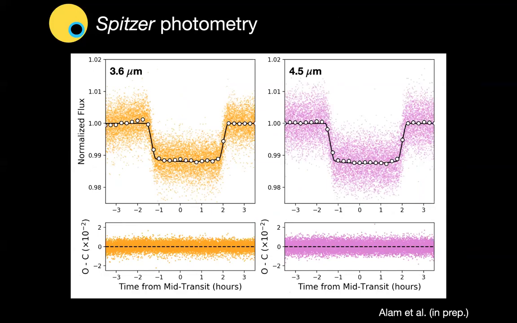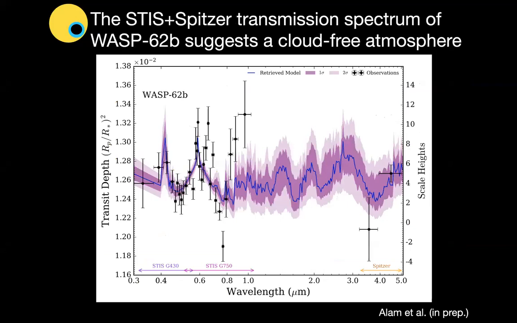Putting this all together, we find that the optical transmission spectrum of WASP-62b indicates evidence of a cloud-free atmosphere. Here the black circles are the observed spectrum, and we ran a retrieval analysis using the POSEIDON code written by Ryan MacDonald. The best fitting retrieved spectrum is shown in the blue line, and the purple shaded regions are the 1 and 2 sigma confidence intervals. The best fitting model from our retrievals is consistent with a cloud-free atmosphere with no stellar contamination.